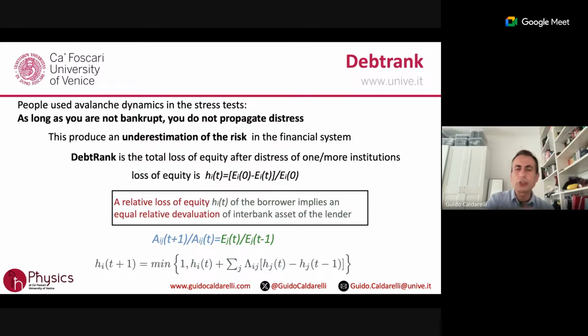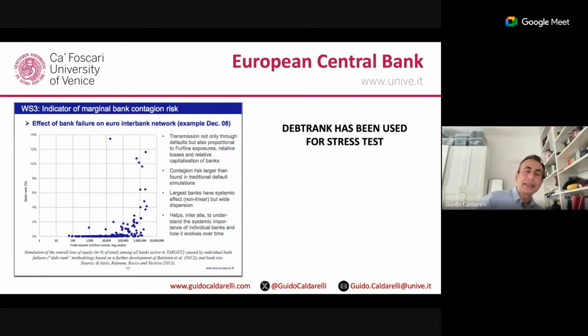Okay, you write an equation for the relative loss of equity in time, and this system works because it allows you to compute the effect of a shock on a system in such a way that you don't have to do a too-big-to-fail procedure, which is very problematic for a variety of reasons.